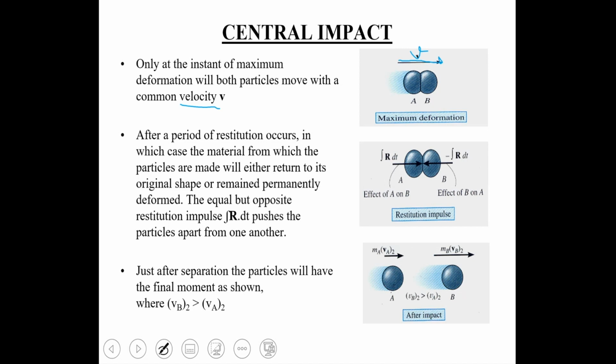Then the restitution phase will occur in which each and every particle would exert an equal and opposite restitution impulse on the other particle. As a result of this restitution impulse, both these particles are going to separate. Restitution क्या होती है कि वो material अपनी original shape पर वापस आने की कोशिश करेंगे, जिसकी वजह से ये restitution impulse exert होगा. ये restitution impulse इन दोनों particles को separate कर देगा, and after separation, both these particles are going to move towards the right with velocity VA2 and VB2.